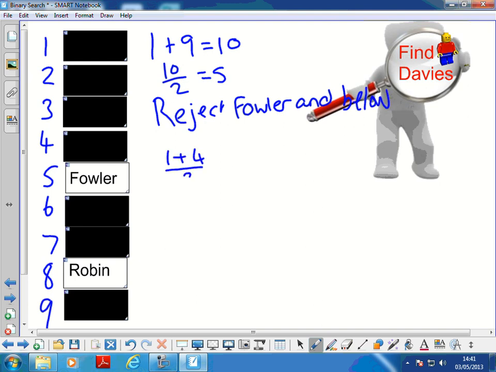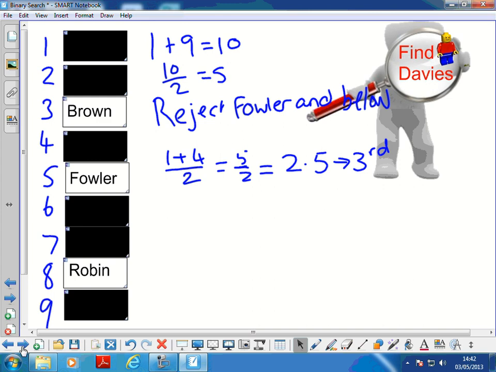1 add 4 over 2. In my head, I was doing Rob, and I don't know why. You were doing Rob? Yeah. Well, this is one of the things I'm going to mention later that can go wrong, finding the wrong person. Okay, so who's third? Who's in position 3? Brown. Okay, so Brown is going to be rejected, and above. Rejected and above, yep.